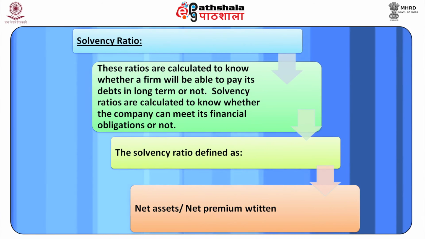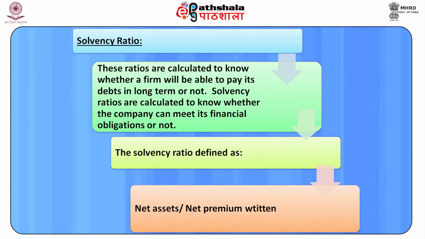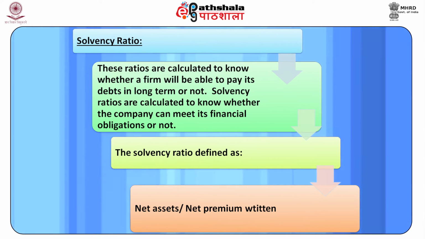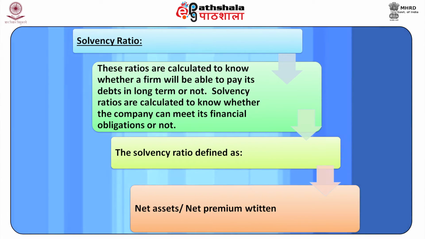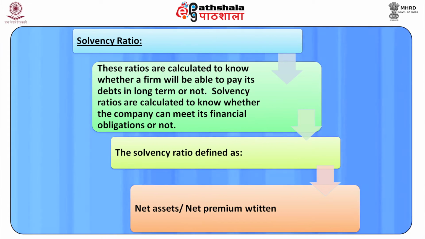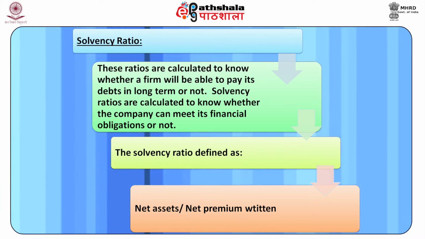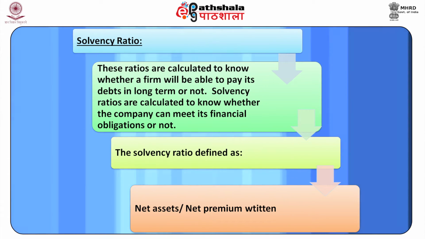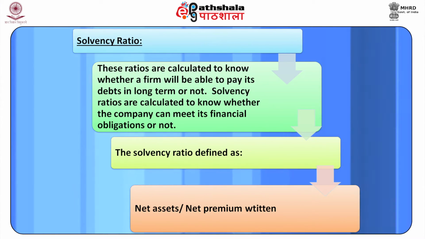Next, solvency ratio. These ratios are calculated to know whether a firm will be able to pay its debt in the long term or not. Solvency ratios are calculated to know whether the company can meet its financial obligations or not. The solvency ratio is defined as net assets plus net premium written. The solvency ratio is a measure of the risk an underwriter faces of claims that it cannot absorb.